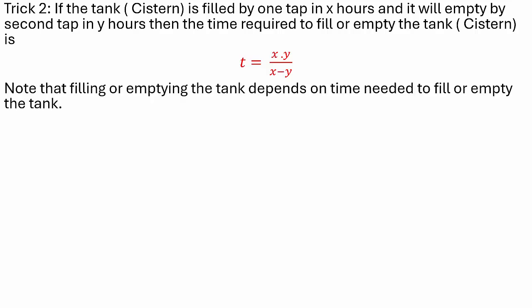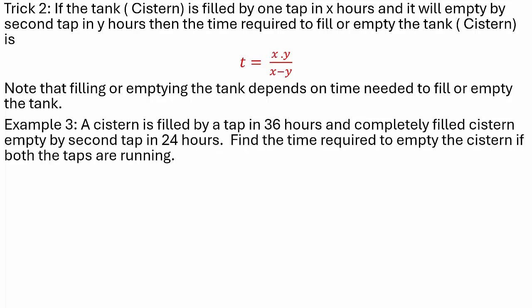Second trick, if the tank or cistern is filled by one tap in X hours and it is emptied by the second tap in Y hours, then the time required to fill or empty the tank is T equal to X multiplied by Y divided by X minus Y. When the second tap is emptying the tank, then the formula becomes X into Y divided by X minus Y. Note that the filling or emptying of the tank depends on the time needed to fill or empty the tank. We shall see this by example.